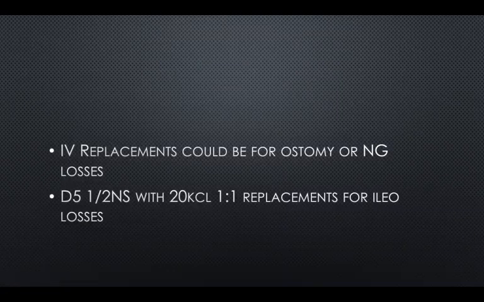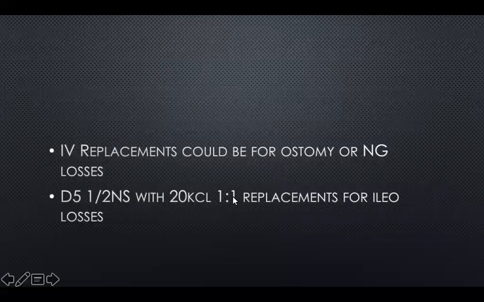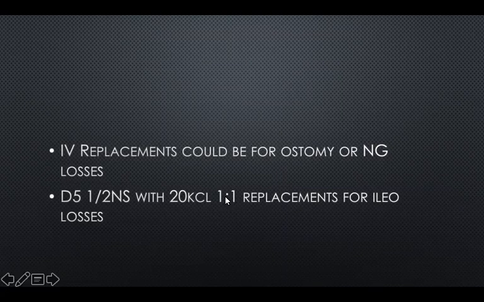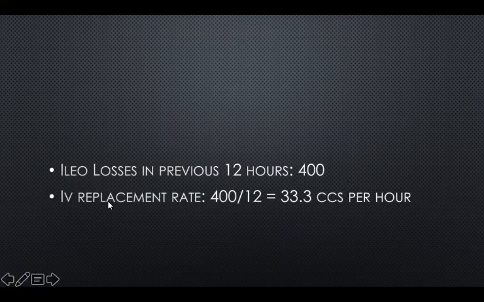So we look at the last shift totals and we find that ileo losses in the last 12 hours, the last shift, was 400 cc's. So how do we fulfill that order of 1-to-1 replacement? We're replacing every cc lost with 1 cc of this IV fluid. That's why it's called 1-to-1. For every 1 cc lost, we're replacing it with 1 cc of this fluid. And so again, last shift, we lost 400 cc's. So this shift, we have to replace it with 400 cc's of the IV fluid.